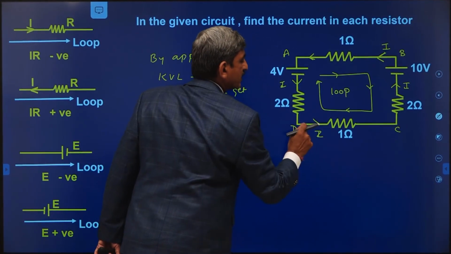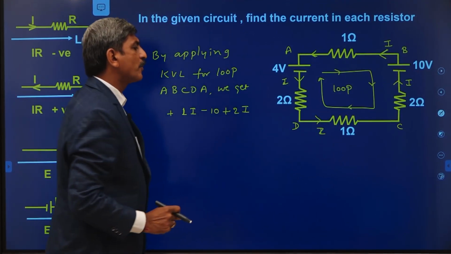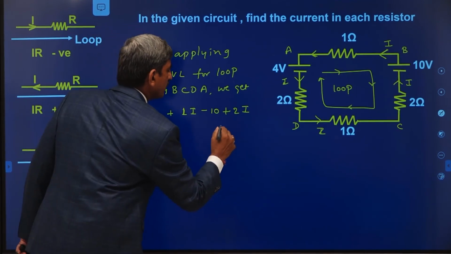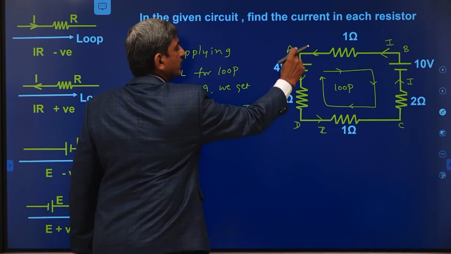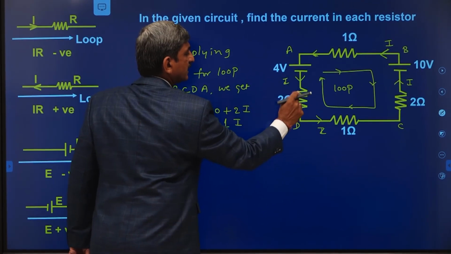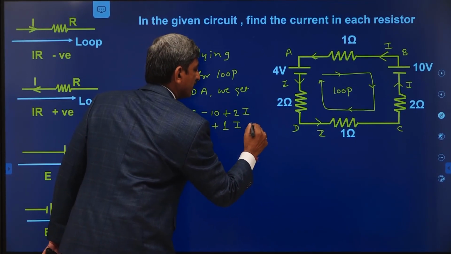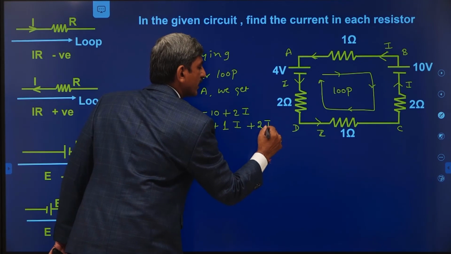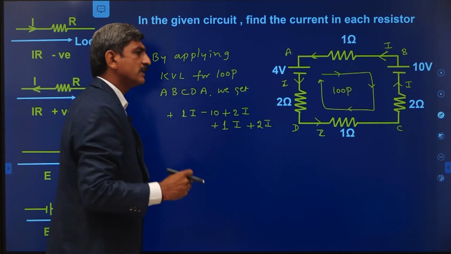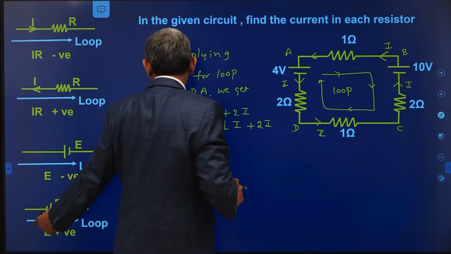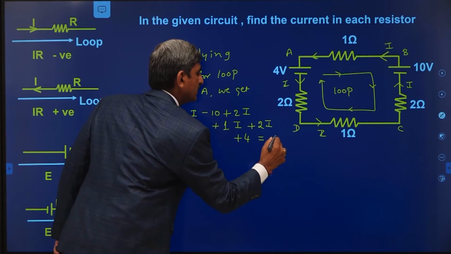Now in this CD branch, there is only a resistor. Here also the direction of the current and the direction of the loop are opposite, so IR is positive, plus 1I, whereas from D to A there is a resistor and a cell. In this resistor, the direction of the current and the direction of the loop are opposite, that is, IR is positive, so plus 2I. Whenever we are moving from the negative terminal to the positive terminal of the cell, the EMF of the cell is taken as positive, so plus 4, and this is equal to 0.